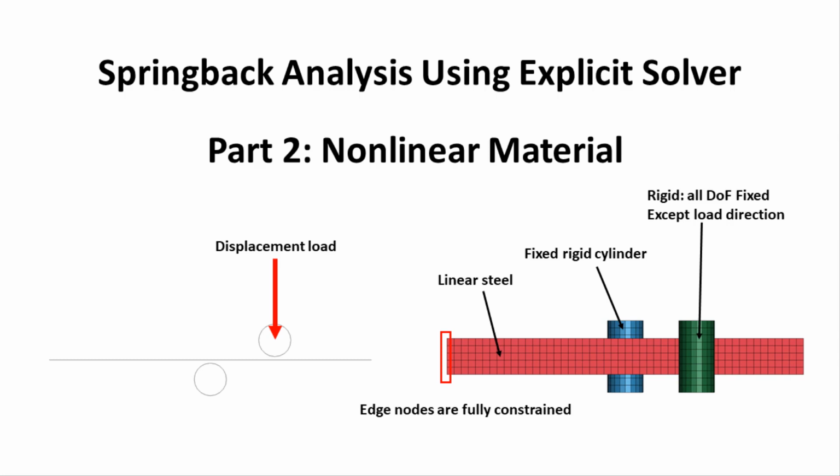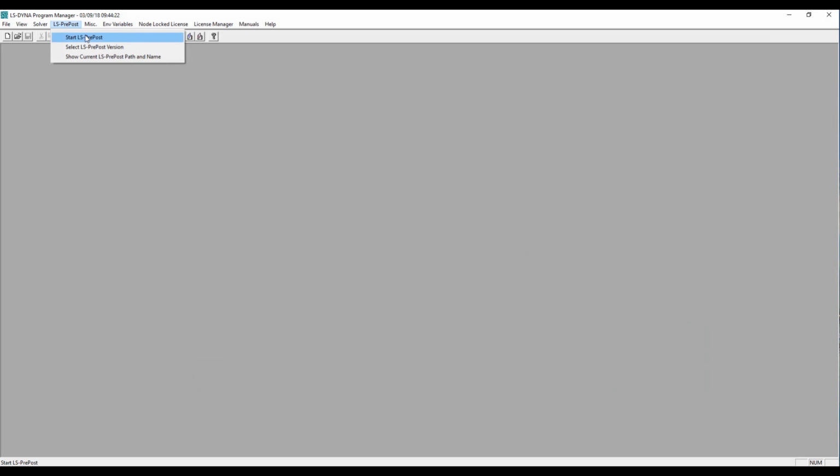This is part 2 of Springback analysis using Explicit Solver. Import part 1 file named contact.k file.